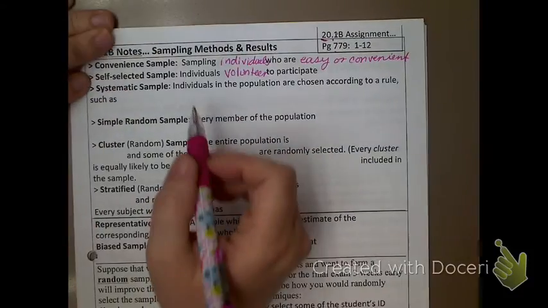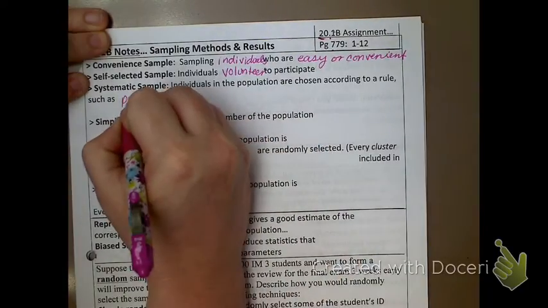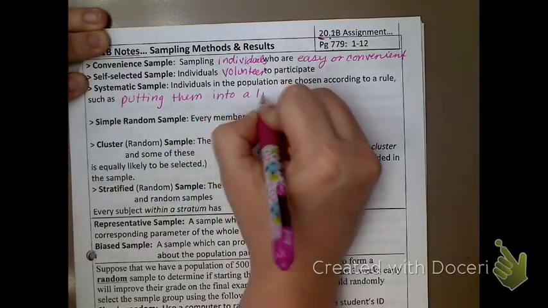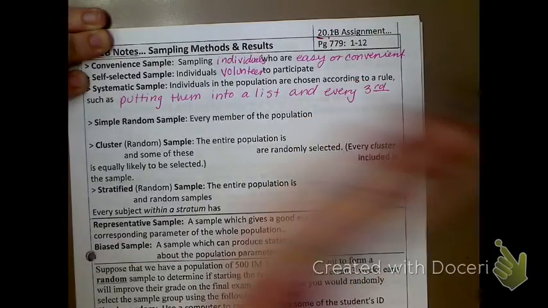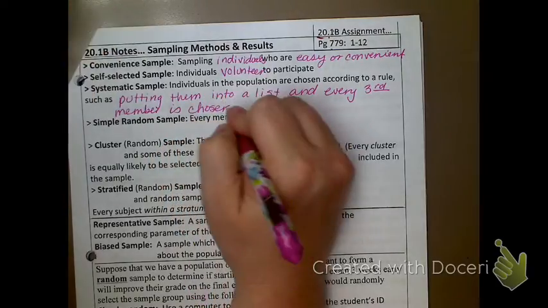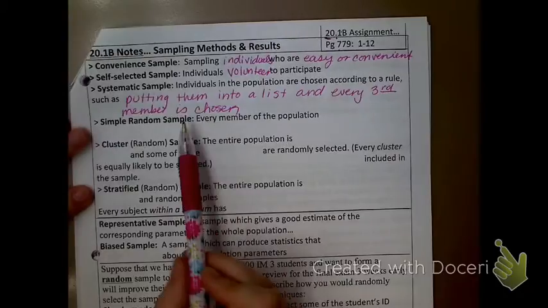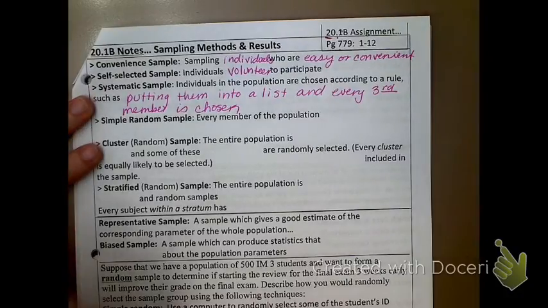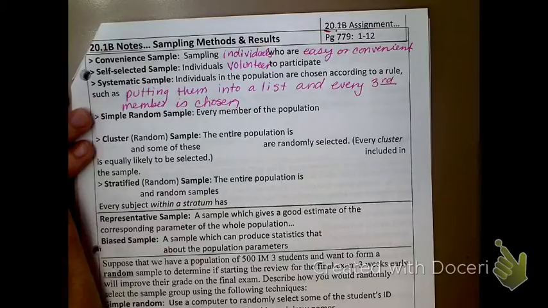There's also a systematic sample. In a systematic sample, individuals in the population are chosen according to a rule, such as putting them into a list and every third member is chosen, or every 5th member, or every 10th member. Okay, sorry about that. I just had a little interruption. So a systematic sample is putting them into a list, and every 3rd person is chosen, or every 5th person, or every 10th person is chosen. Some kind of a system to the way that you are choosing people. If you choose every other person, that would be a systematic way of selecting a sample.